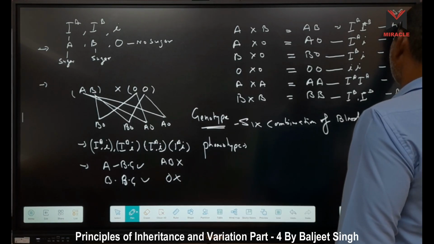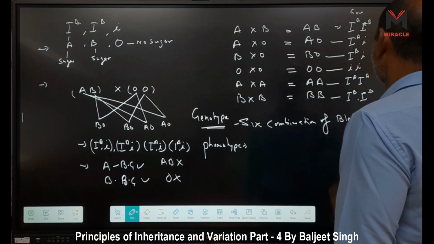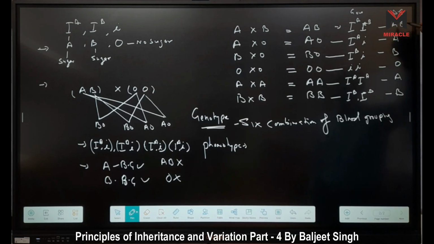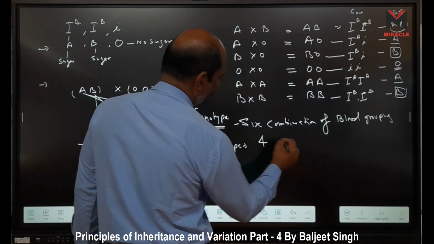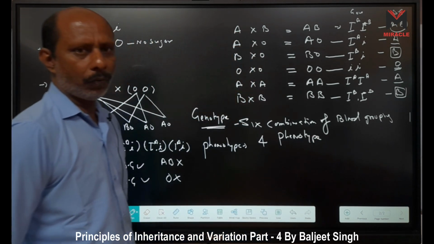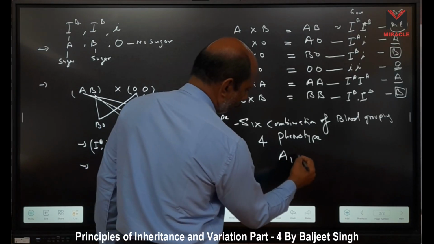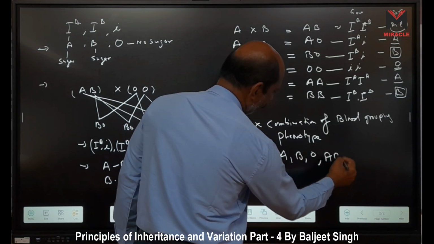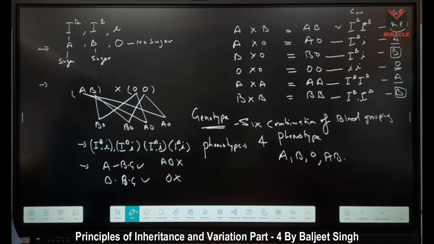This side I write here blood group. This one is genes, right? Genotype. So you understand here blood group AB, A, and B, and this one is O. How many? 1, 2, 3, 4. So 4 types of phenotype: A, B, O, and AB. Do you understand this one?